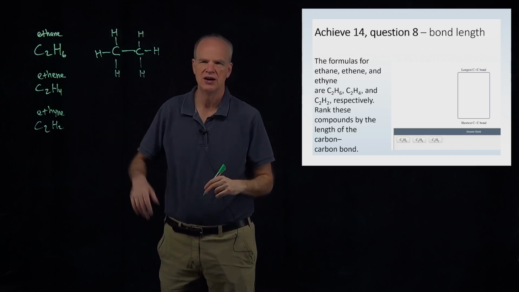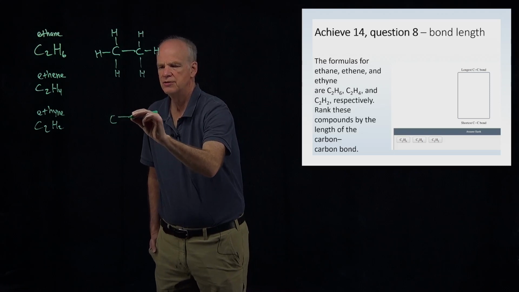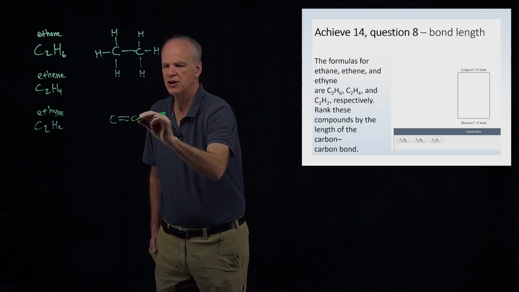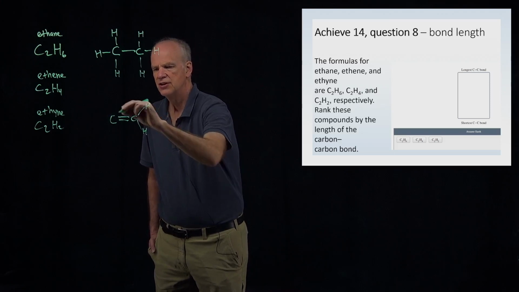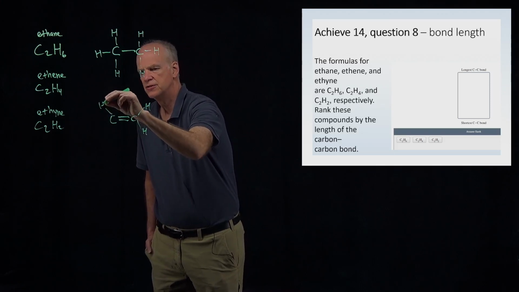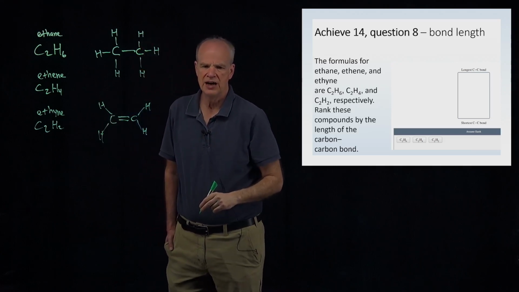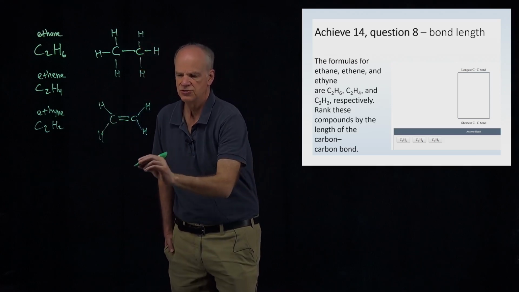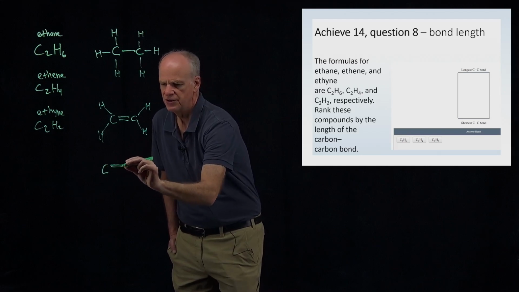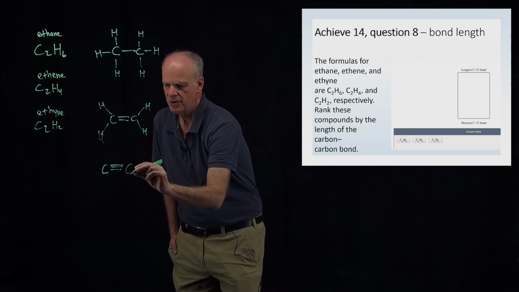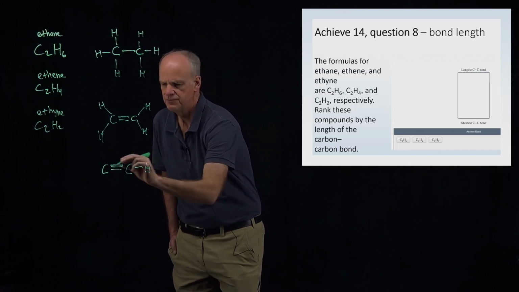Okay, so let's draw ethene. What that looks like is this. You have carbon double bonded to another carbon, and then you have two hydrogens attached like this to each carbon atom. And then finally what you have is ethyne, which looks like this. You have carbon triple bonded to another carbon, and then emanating from each carbon is a hydrogen atom.